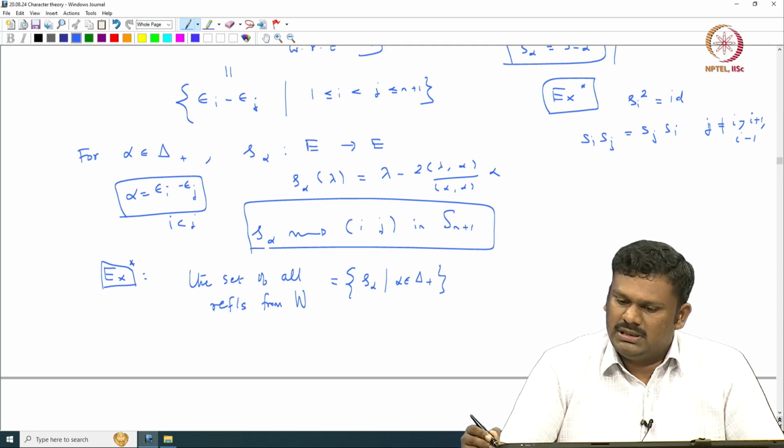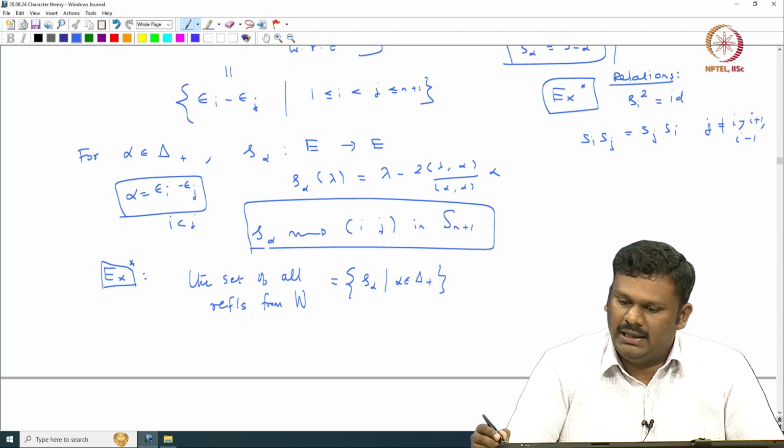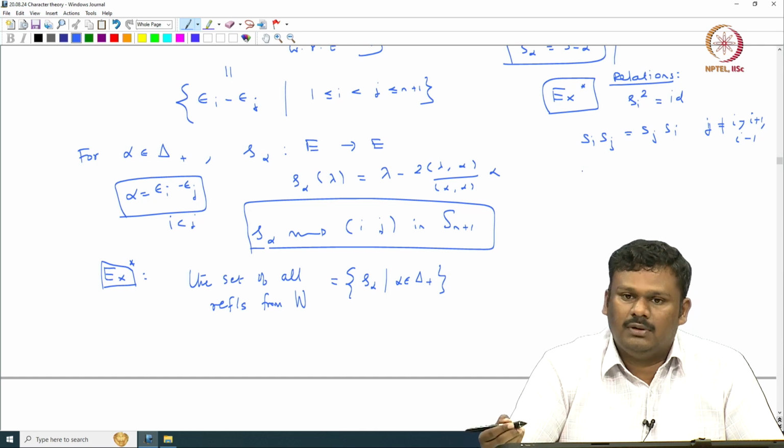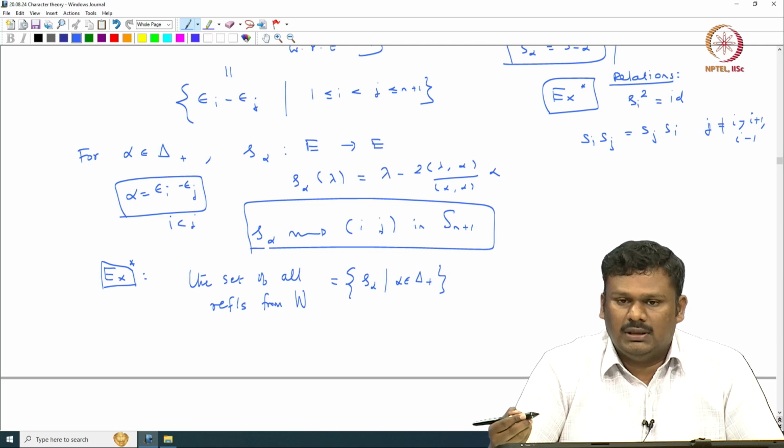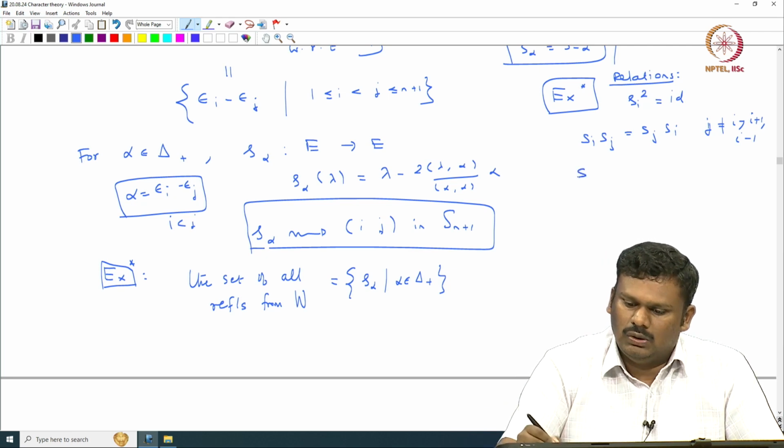So, W is generated by Si modulo these relations. So, these are all the relations. The relations Si squared being identity and Si Sj commutes, and we have this braid relation which comes from the order of Si Si plus 1. If you take Si Si plus 1, that is going to be a cycle of length 3. So, the order of that will be 3. So, Si Si plus 1 power 3 must be identity.